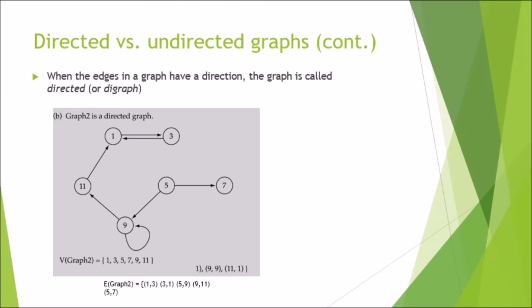Here is an example of a directed graph. In this diagram, we can see the node 1 and node 3 have two edges connecting them with different directions. That means the movement from node 1 to node 3 is possible in both directions, while at the same time the movement from 11 to 1 is possible, but 1 to 11 is not possible.